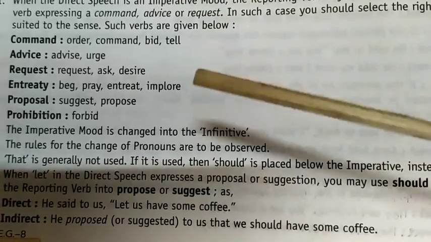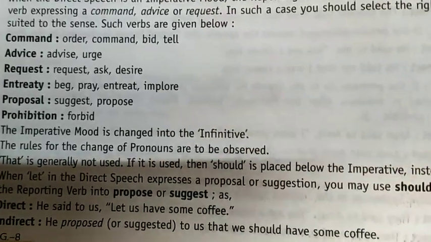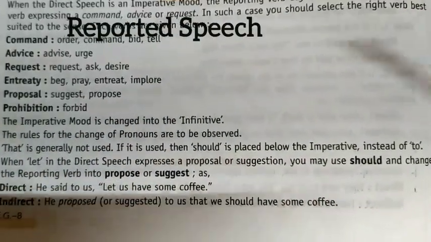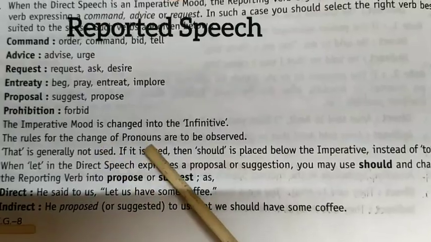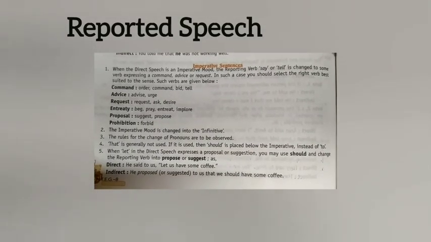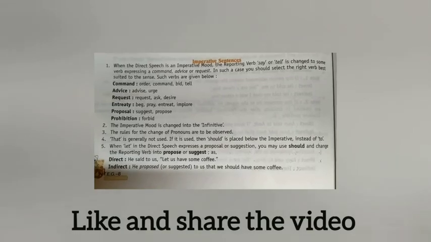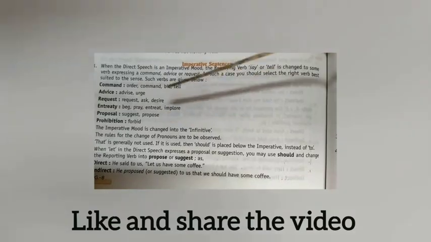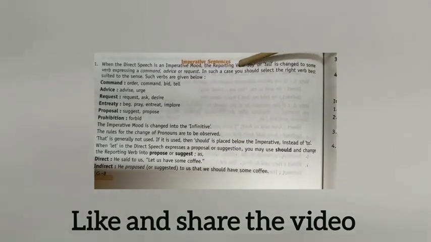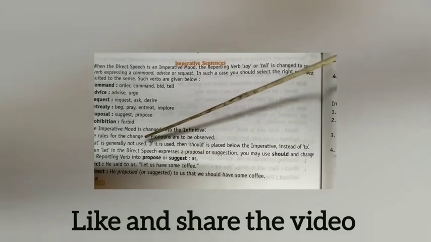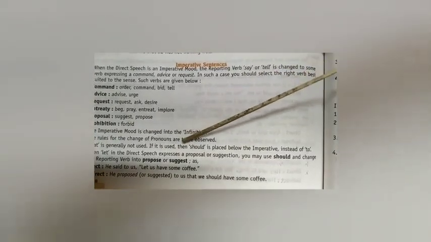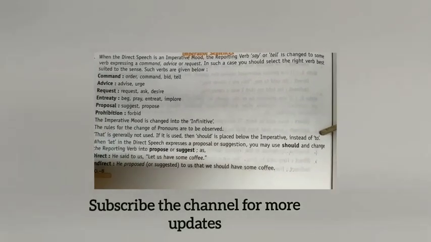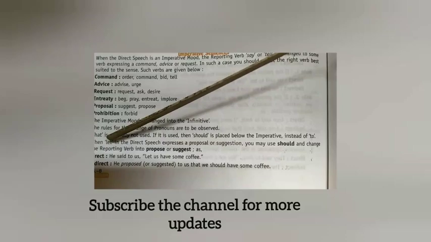Second important point here is the imperative mood is changed into the infinitive. So there are two, the infinitive and the bare infinitive. Third, the rules for the change of pronouns are to be observed. Like I already said, we have to change the pronouns. Next one, the word that is generally not used when we are solving imperative sentences. If we use that, then what is the condition? Then should is placed after the imperative instead of to.